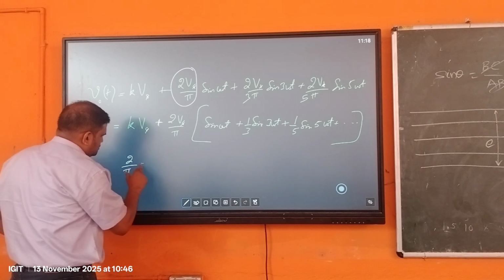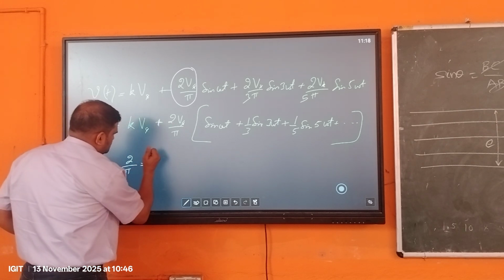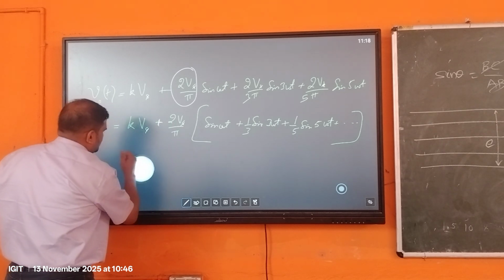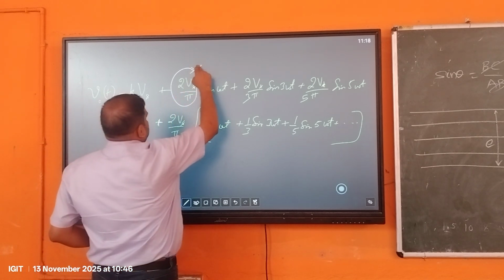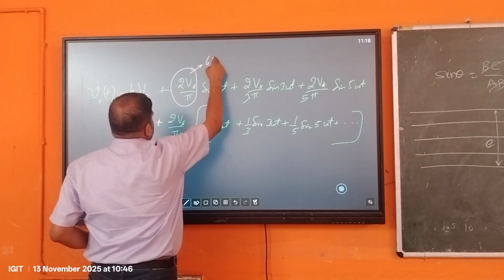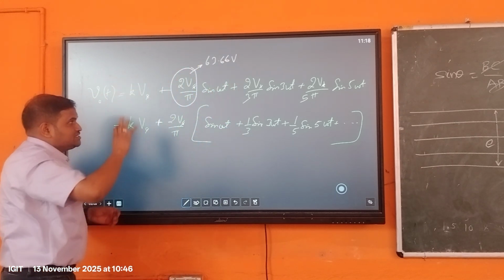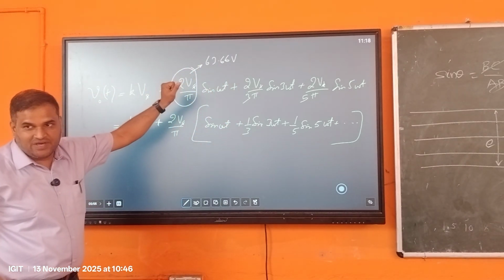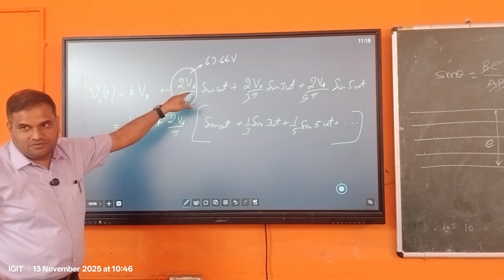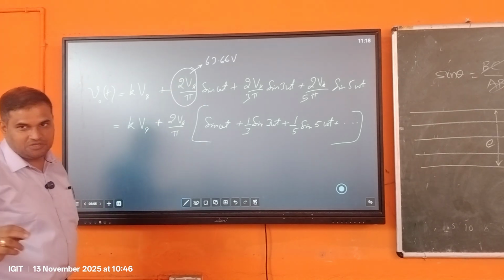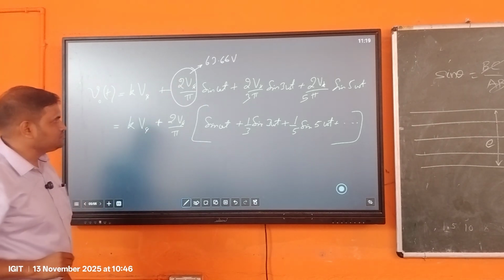2 by pi into 100. So if Vs is 100, it is 63.66 volts. And since this is a peak value, what is the RMS value? By root 2. How much is it? 63.66 divided by root 2.